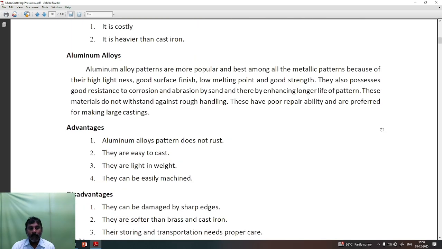So advantages: aluminum alloy patterns do not rust. They are easy to cast. They are light in weight. They can be easily machined.